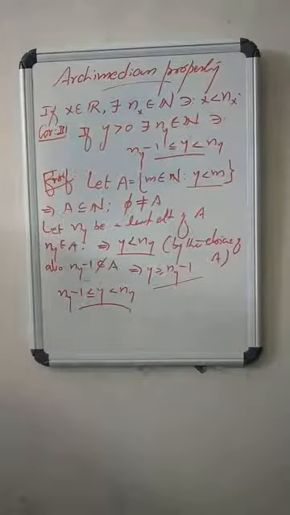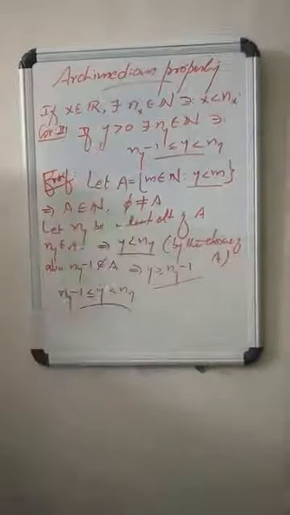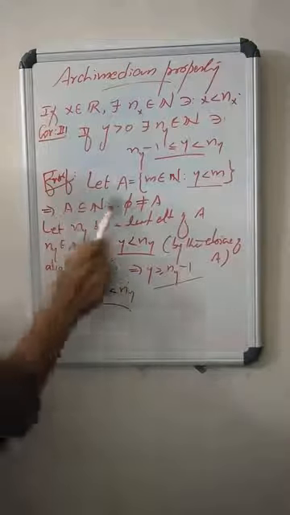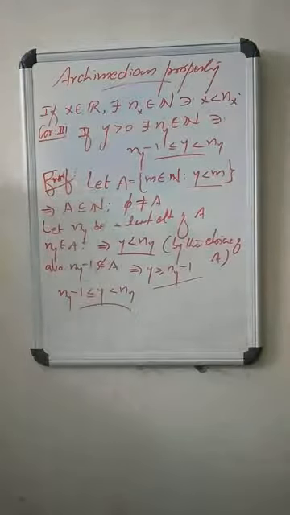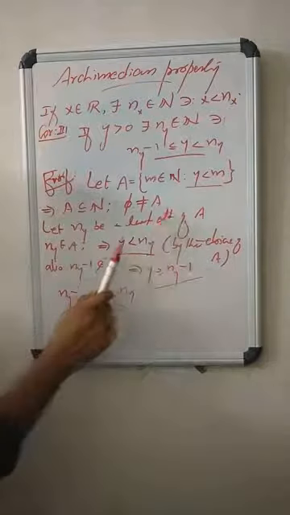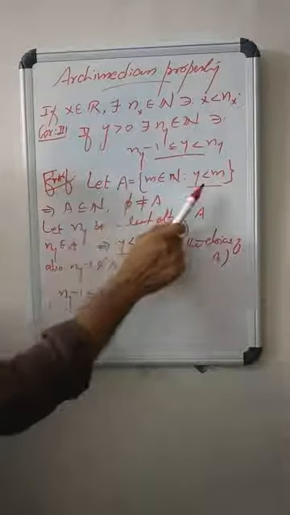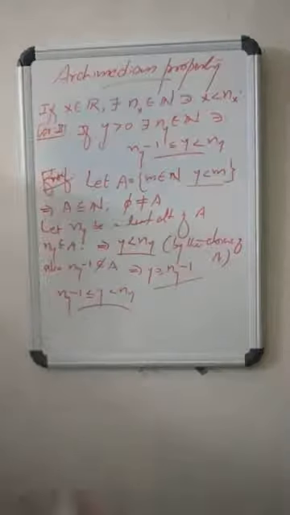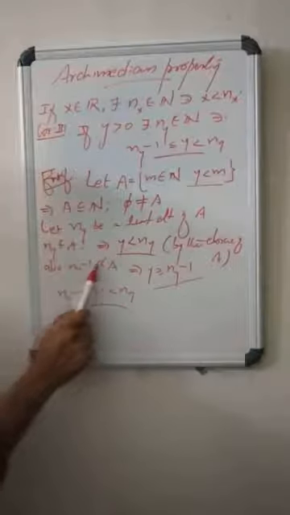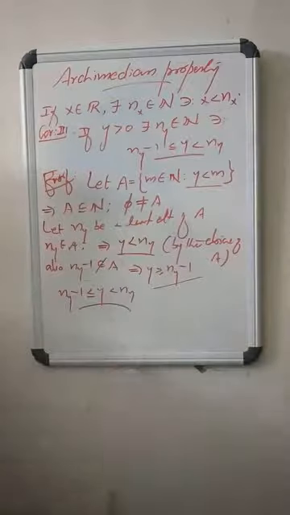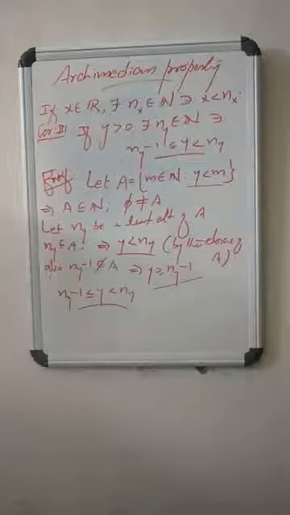Choose a as the set of all natural numbers m with y less than m. Clearly, a is a subset of n, and a is non-empty. Let ny be the least element of a. Since ny is the least element of a, ny is in a, so clearly y is less than ny. Since ny is the least element, ny minus 1 is strictly outside of a. That means, by the construction of a, y is greater than or equal to ny minus 1. Combining these two results, ny minus 1 is less than or equal to y, which is strictly less than ny.